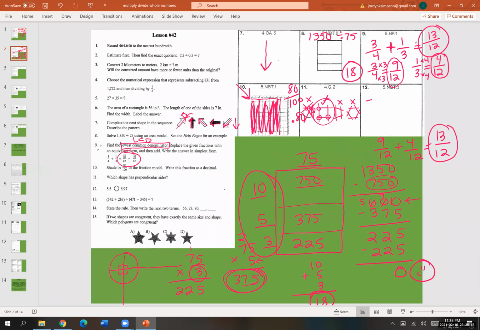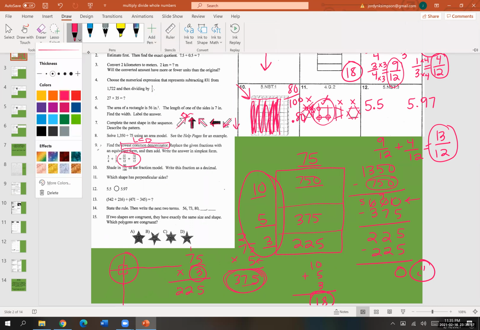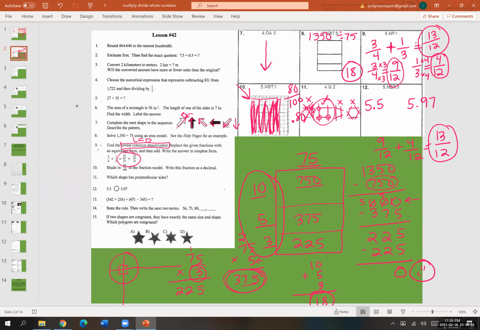We have 5 and 5/10, and then we have 5 and 97/100. So let me do a different color so you can keep track of where we are, because I'm going to write over here on the side. So if we have 5 and 5/10, I'm going to line up my place values. So 5 is in the ones, this 9 is in the tenths.